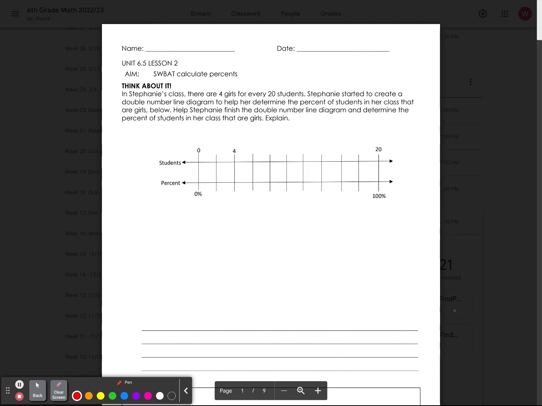Well, we can clearly see that the number of students goes from 0 to 20. And we're told that for every 4 girls, there are 20 students. Right? So this is a part to total relationship. We know this because we're given a part, the girls, and we're given the total number of students, which is 20. We represent all the kiddos.